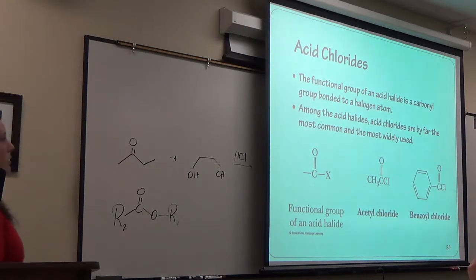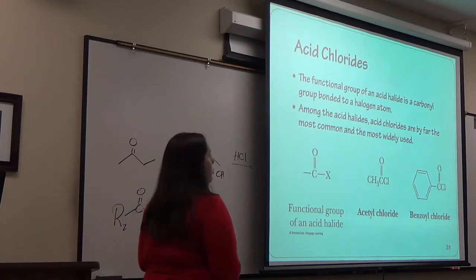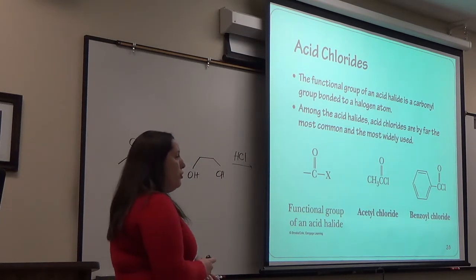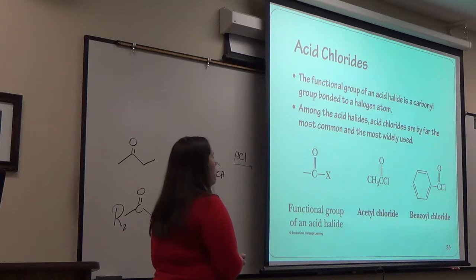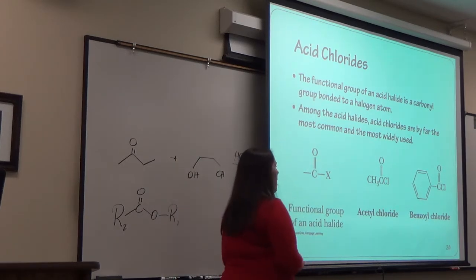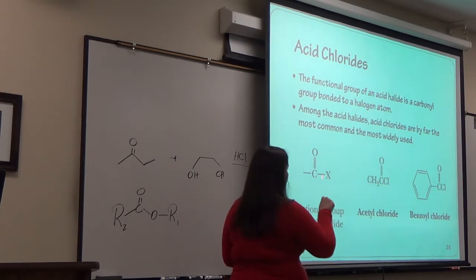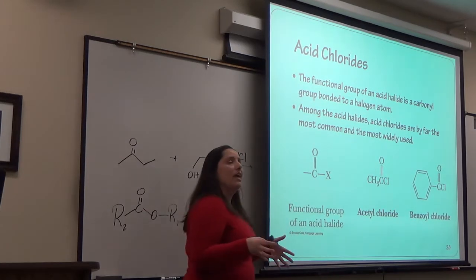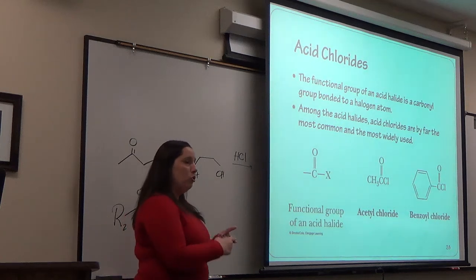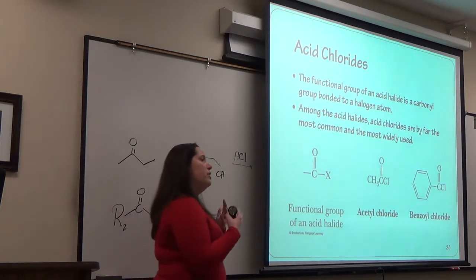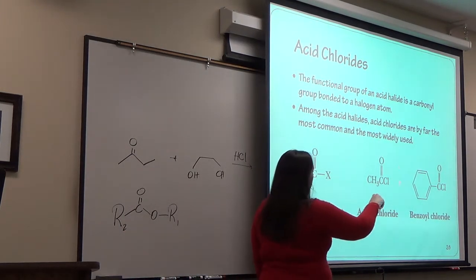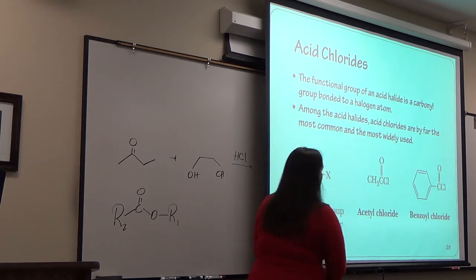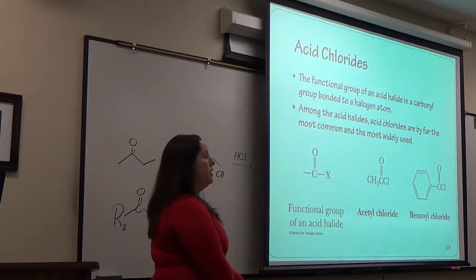So another reaction that you can do with carboxylic acid that's really useful is converting your carboxylic acid to an acid chloride. So basically what's happening is the OH is now replaced by a halogen. So these are actually, as a class, acid halides. So you can have chlorine, bromine, iodine. But the most common version is the one with the chlorine. So acid chlorides are the ones we're going to be dealing with in this class.